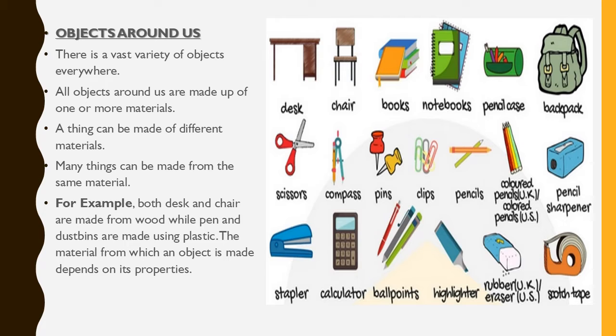So the way materials can be grouped depends on their properties. Each material has its own properties, so that they differ from each other. However, some properties may be common to one or more materials.